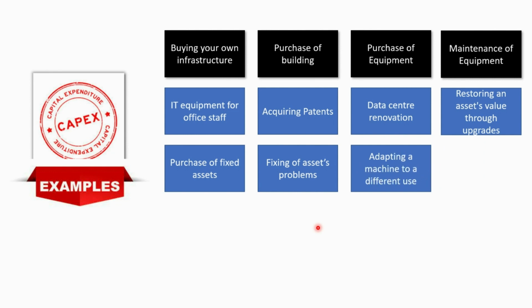Next comes adapting a machine to a different use. If you have purchased a machine for a particular purpose, and you find a way to utilize the machine for a different purpose, either by enabling it with additional hardware or changing the ways of working of the machine, the expenses due to that come under capital expenditure.